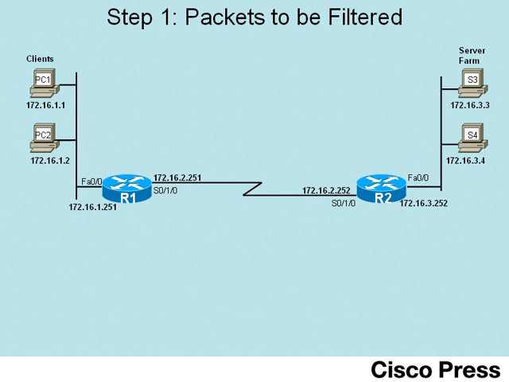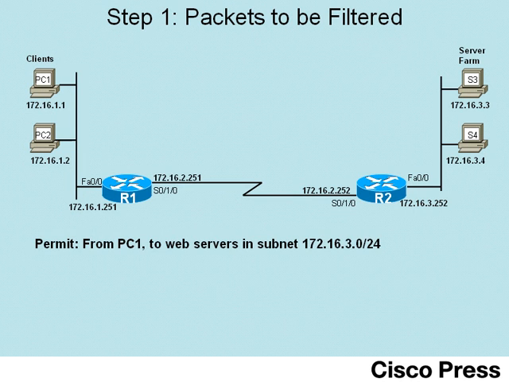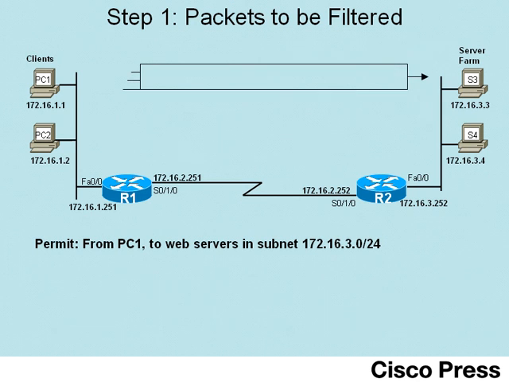Next, let's take a look at the criteria that we'll use to build this particular access list. For this access list, first we're going to want to permit traffic that comes specifically from client PC1 toward the web servers in subnet 172.16.3.0. Now let's examine what a packet would look like in that case. First of all, notice we're going to have an IP header in the packet, and the source IP address is going to be 172.16.1.1, which is specifically PC1, and the destination can be anybody in subnet 3. So we'll list that as shorthand with the 172.16.3.0 with the /24 mask.